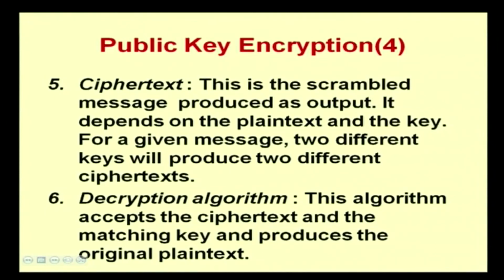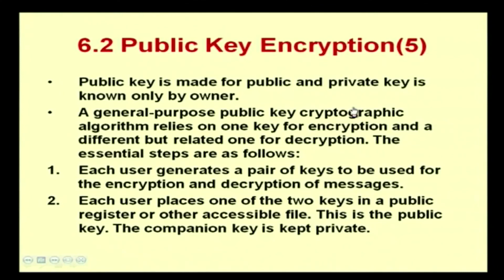The ciphertext is the scrambled message produced as output. It depends on the plain text and the key. For a given message, two different keys will give two different ciphertexts. Then finally, we come to the decryption algorithm. This algorithm accepts the ciphertext and the matching key and produces the original plain text. So, the public key is made public and the private key is known only by the owner.